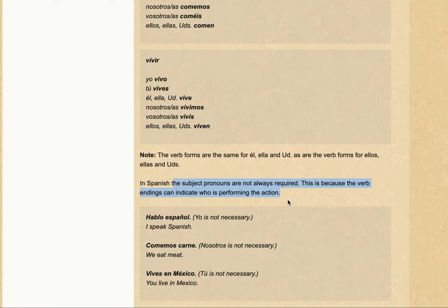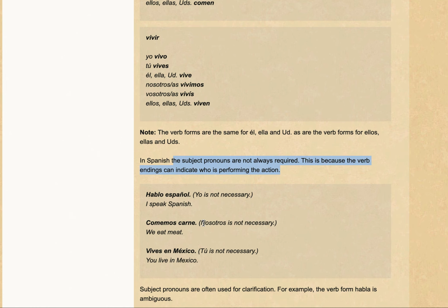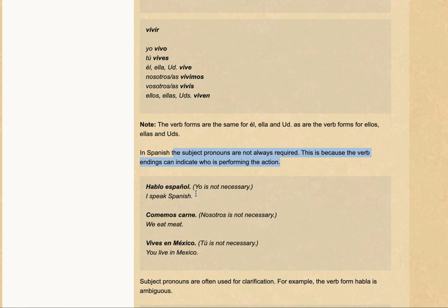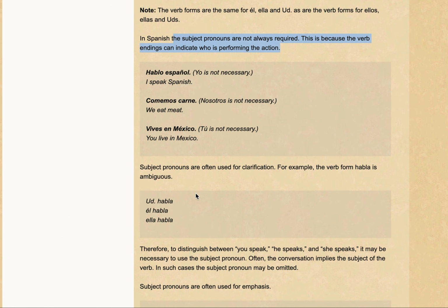For instance, with hablo, we know that the subject pronoun would be yo, which means I. That is the reason we don't need to explicitly mention the subject pronoun, right?